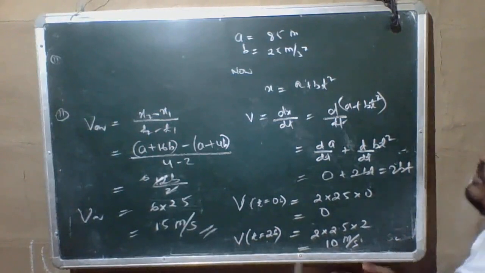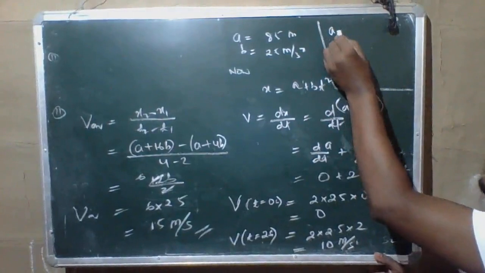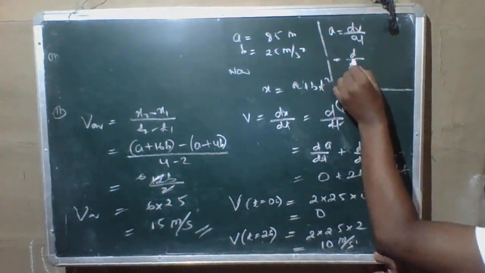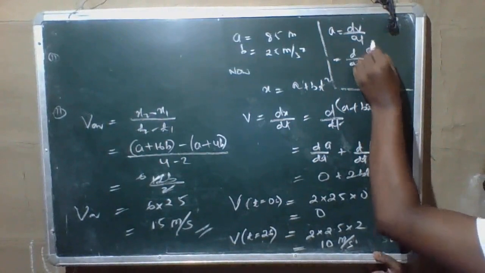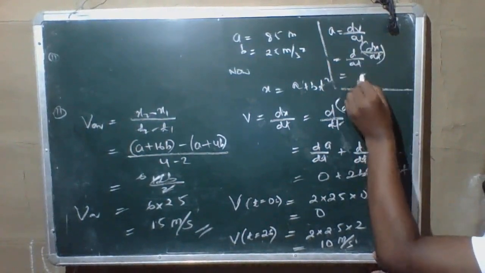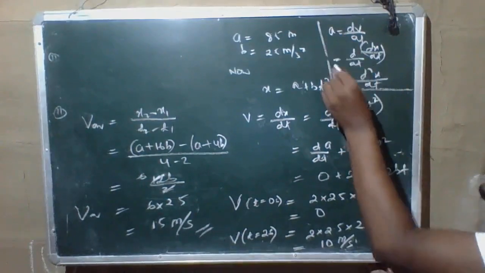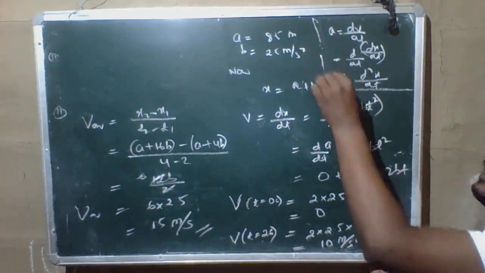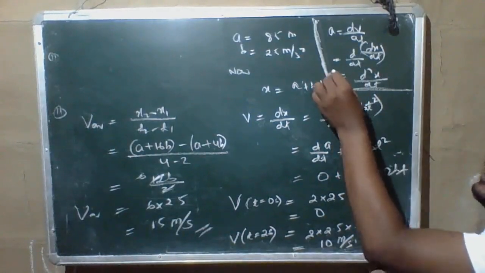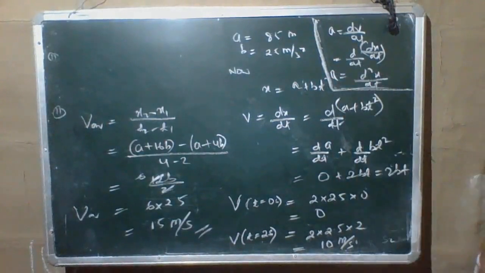One thing I missed here: instantaneous acceleration. Instantaneous acceleration a is equal to dv by dt, but v is equal to dx by dt. So it will become the second order differentiation of displacement. So acceleration can be defined as the second order differentiation of displacement.